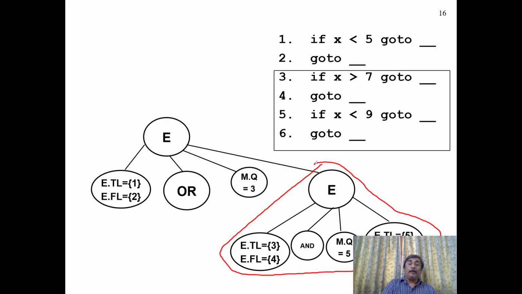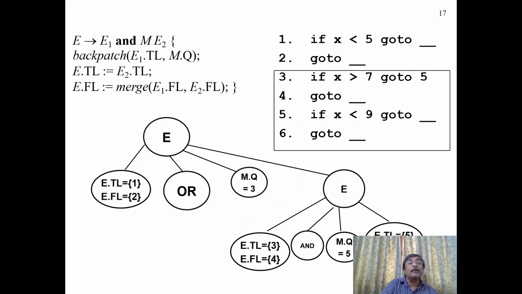Right? Therefore, we are looking at this part of the code. Correct? Because for this E, only this much code was generated. So I can see that if x greater than 7, then they should go to 5. Why? Because 5 is the beginning of this particular parse tree. Right? So let's see what the code is.